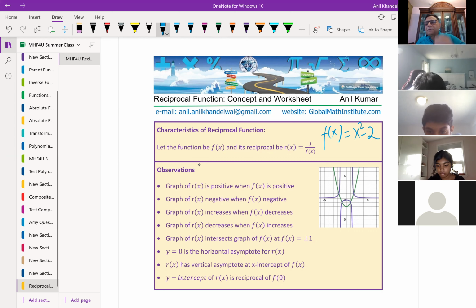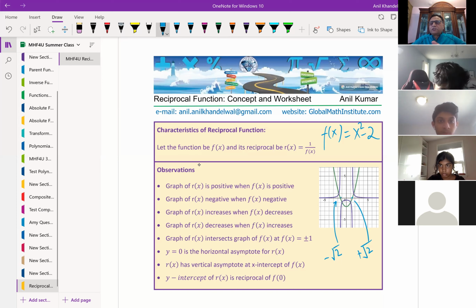So the parabola has been translated 2 units down, and therefore it does have x-intercepts. It has 2 x-intercepts, at minus square root 2 and plus square root 2. And I have given you the graph of the reciprocal in dark blue color here. Let us try to understand how these two graphs are related. Earlier we did it with a linear function, very simple. So here we have a quadratic function with 2 zeros, meaning 2 x-intercepts.